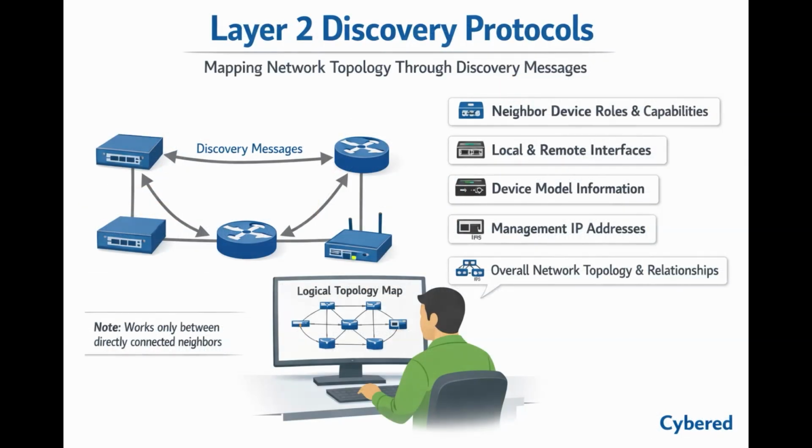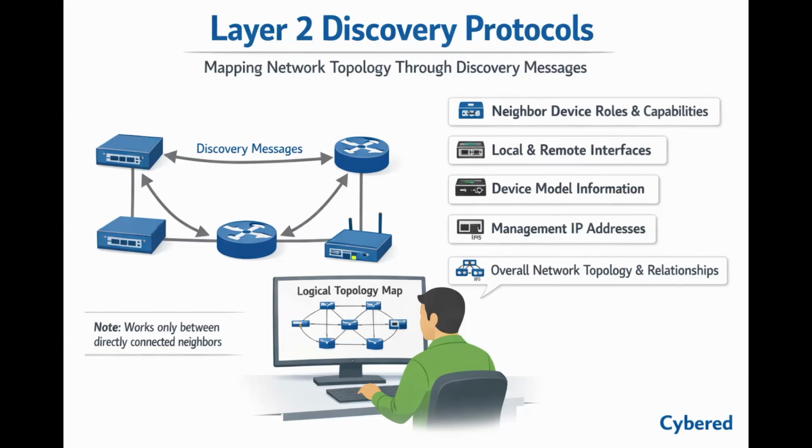Layer 2 discovery protocols allow network engineers to identify and map a network topology without relying on physical diagrams. These protocols enable you to discover information about directly connected neighbor devices, making troubleshooting and documentation much easier. By using Layer 2 discovery protocols, you can determine neighbor device roles and capabilities, connected local and remote interfaces, device model information, management IP addresses, and overall network topology and device relationships.